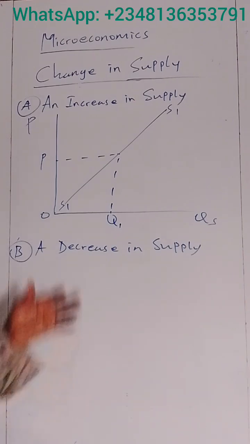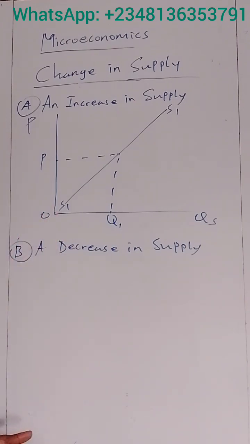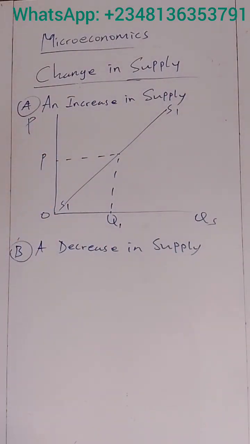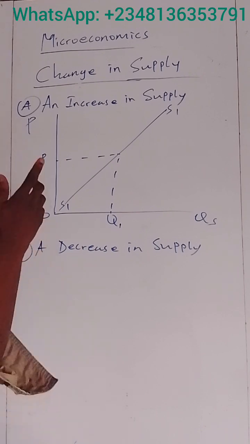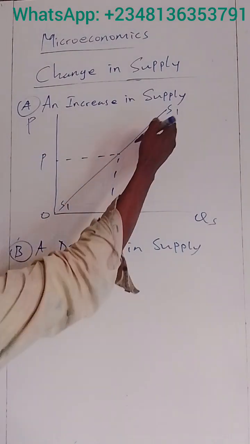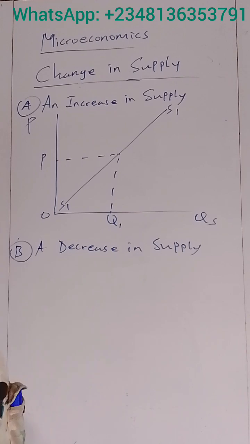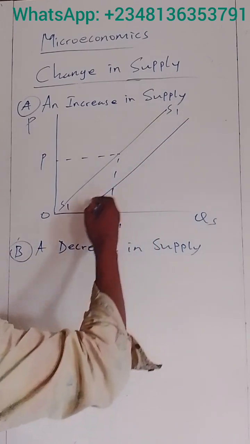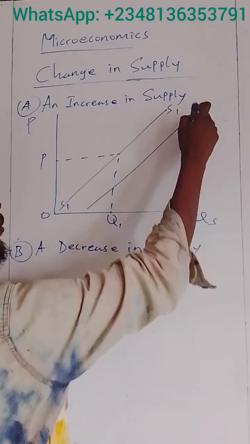Okay, now let's say there's an increase in supply. How can we have an increase in supply? One way of having an increase in supply, let's say there's a decrease in the cost of production, and this makes producers produce more goods and therefore supply more. So because of that, there will be a shift in the supply curve from S1 to the right. An increase in supply also implies a rightward shift in the supply curve. So therefore we have a new supply curve toward the right.